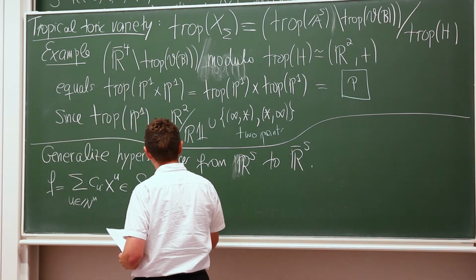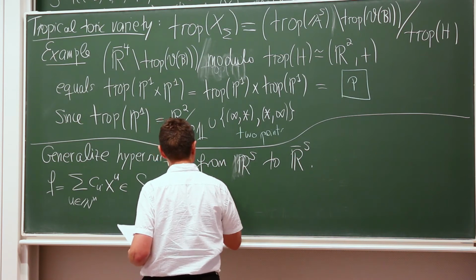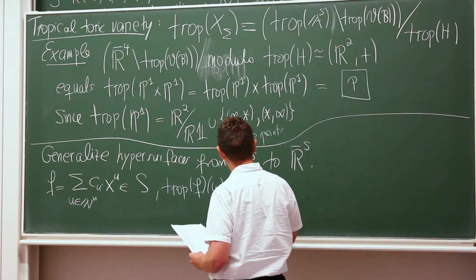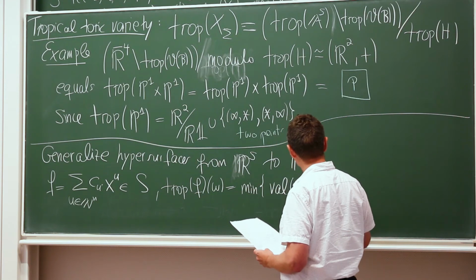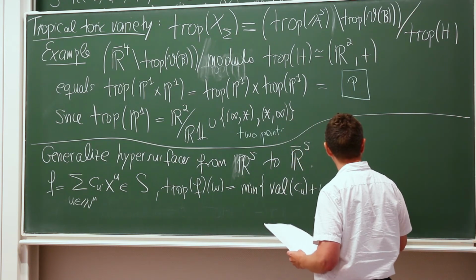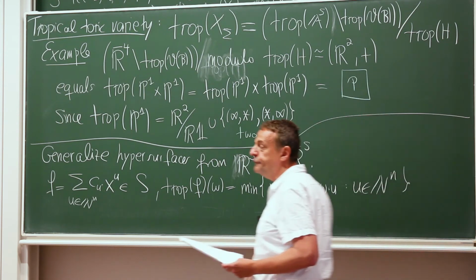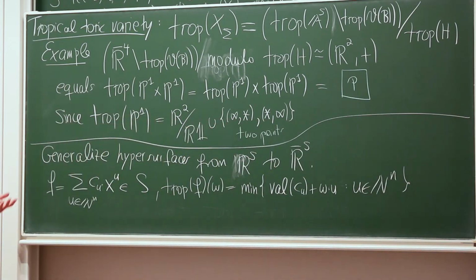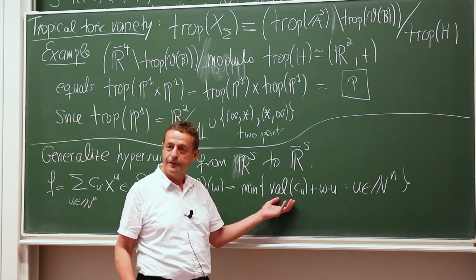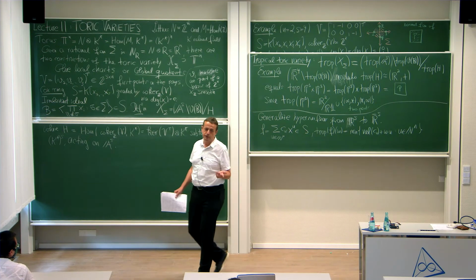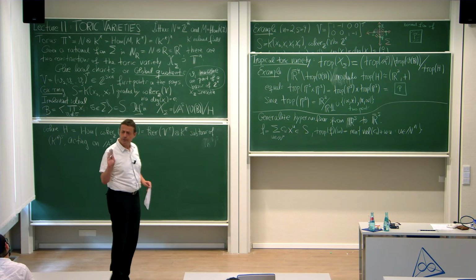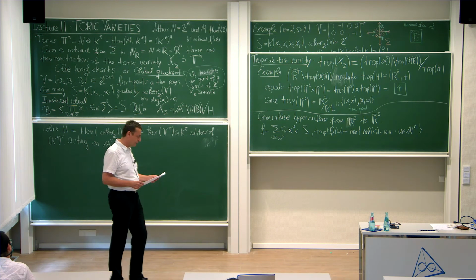So then the tropical polynomial, trop f at w, exactly the same as before, is the minimum of the valuations c_u plus w times u, where u is in N to the n, and we do this for all infinitely many lattice points in N to the n. So almost all of these elements are plus infinity. Right? For almost all of them, the coefficient is zero, so this becomes plus infinity. So this is the tropical polynomial, and all but finitely many coefficients are plus infinity. Okay, so same old tropical polynomial. Nothing new, just we're thinking about it a little bit differently.